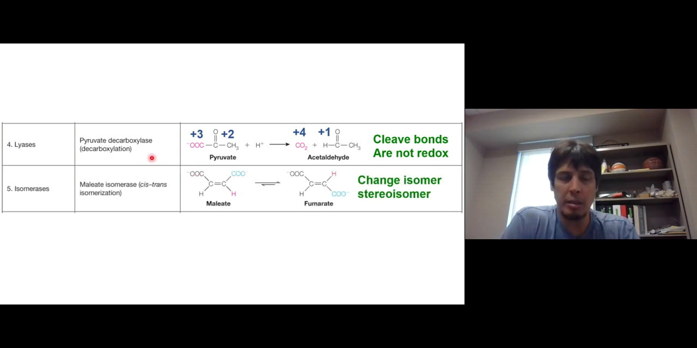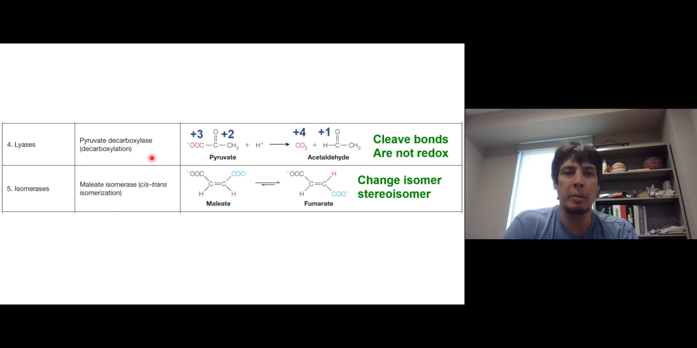Isomerases, as the name suggests, will change isomers of a molecule. The example here is maleate isomerase. It's a cis-trans isomerization. For maleate, the carboxylate groups are cis across the double bond, and this enzyme takes maleate as the substrate and converts it to the product fumarate. The only difference is that now the carboxylate groups are trans to each other across the double bond.